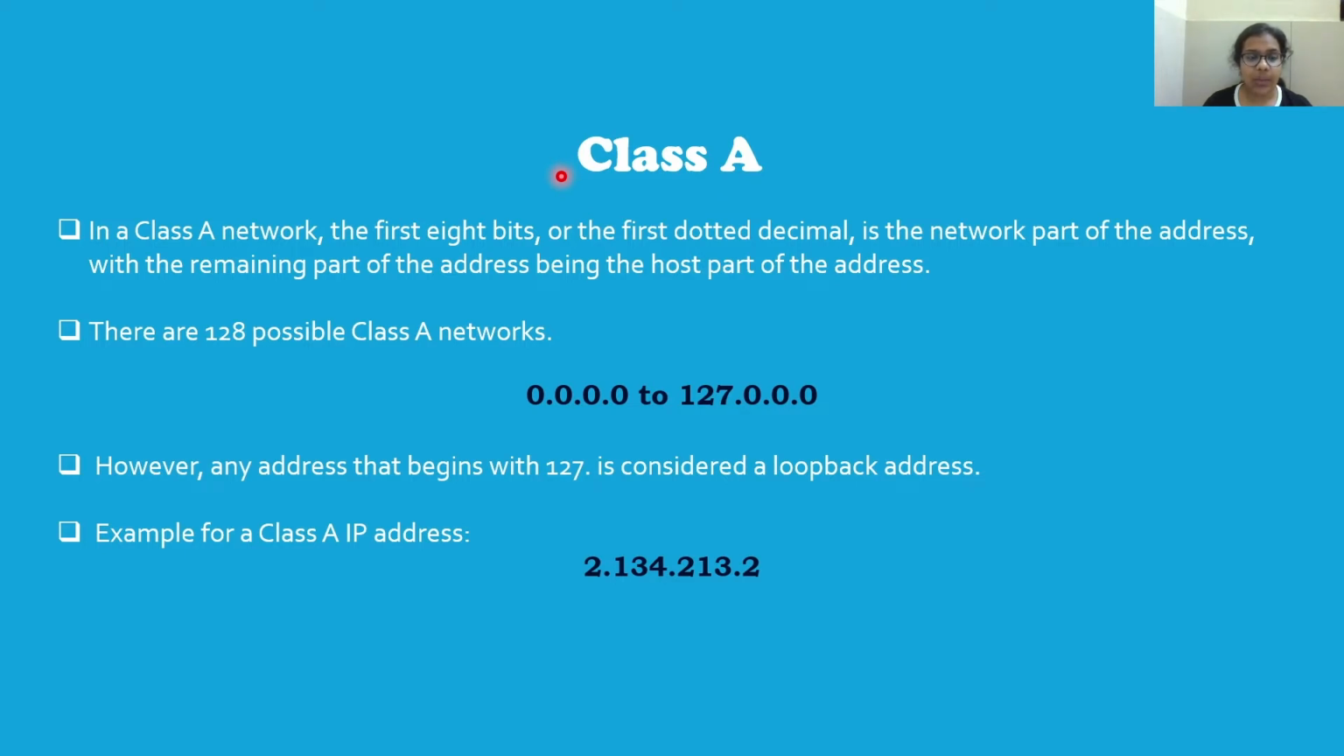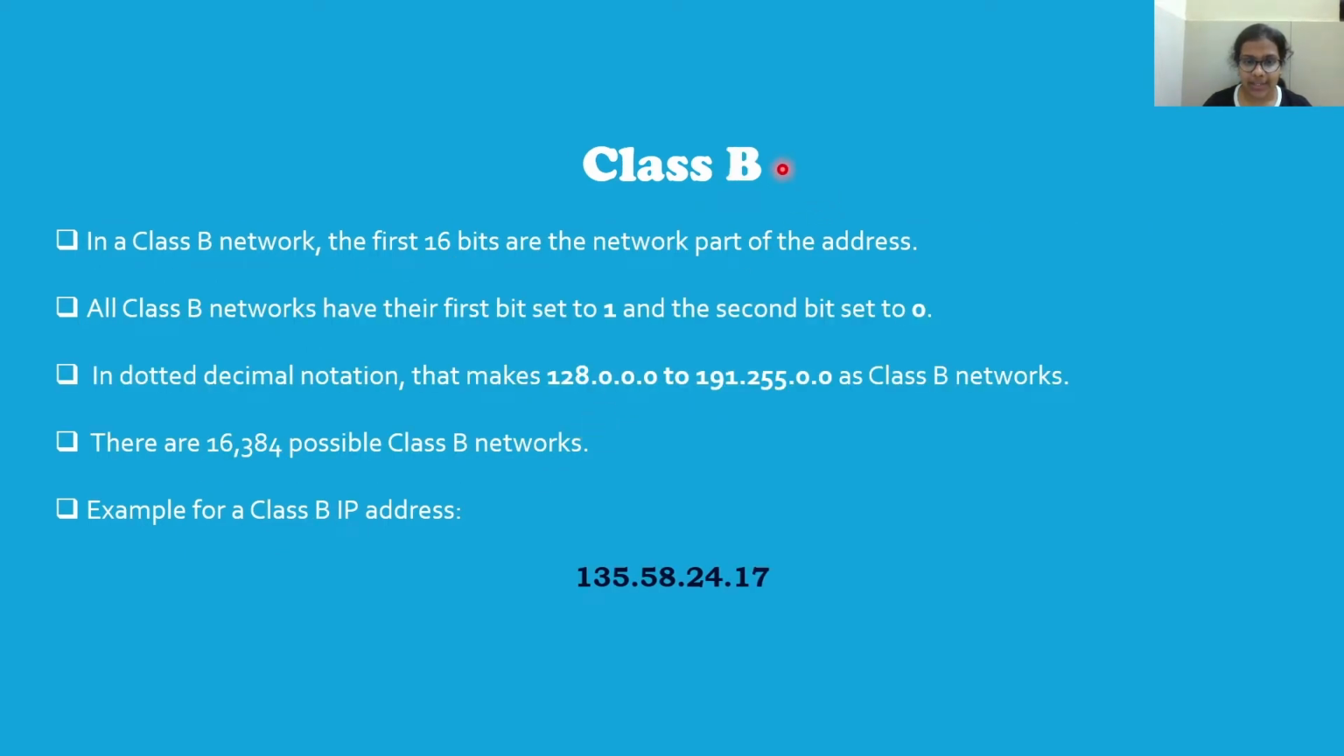There are 128 possible class A addresses, which lead from 0.0.0.0 to 127.0.0.0. However, any address that begins with 127 is considered a loopback address. Example for a class A IP address: 2.134.213.2. Moving on, let us see about class B.